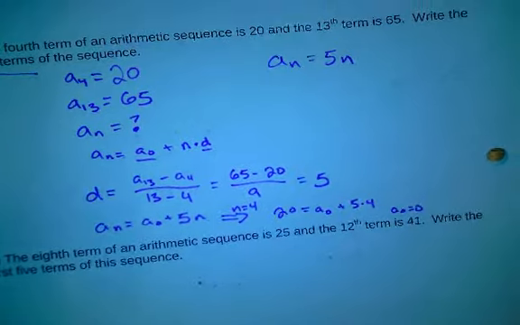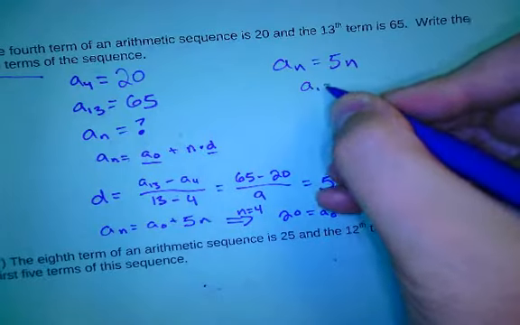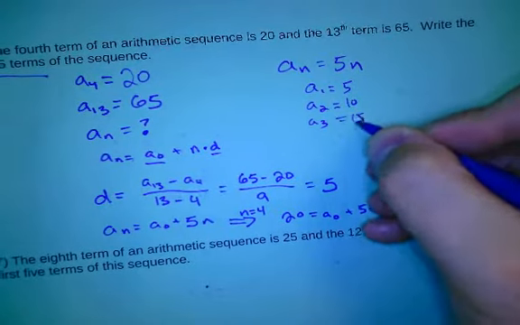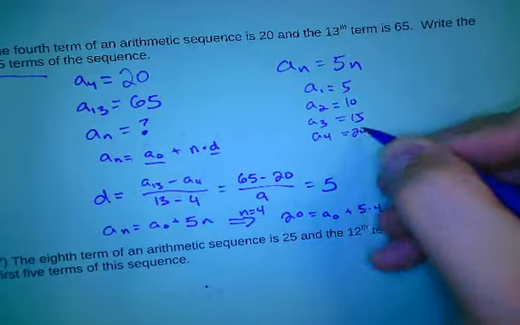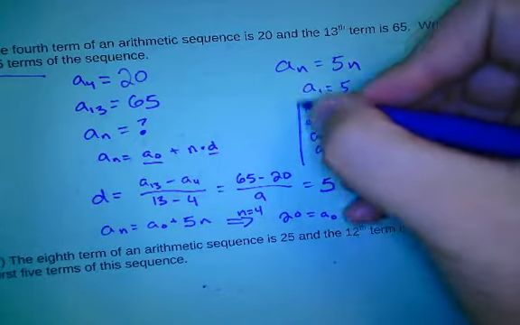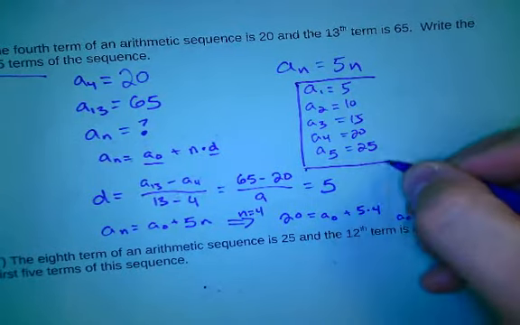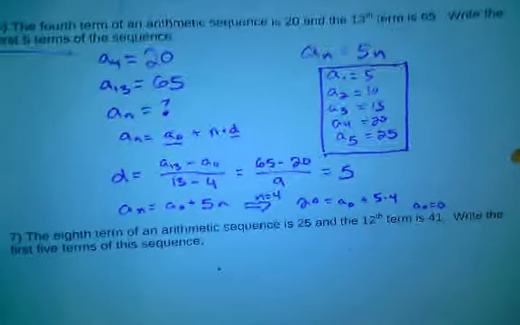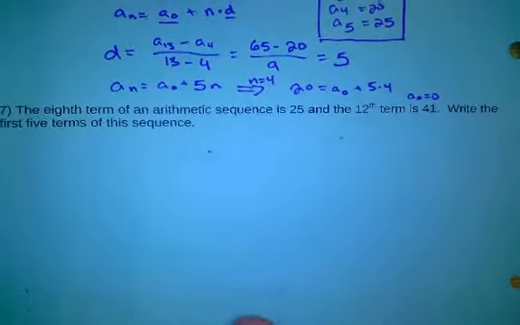Did I answer my question? No. What are my first 5? So what's a sub 1? 5. A sub 2. A sub 3. A sub 4. Hey, we have that. 20. A sub 5. 25. Five, comma 10, comma 15, comma 20, comma 25. Dot dot dot. Yep, good enough for me. Try 7. Same problem with different numbers. Try 7. See how you do.